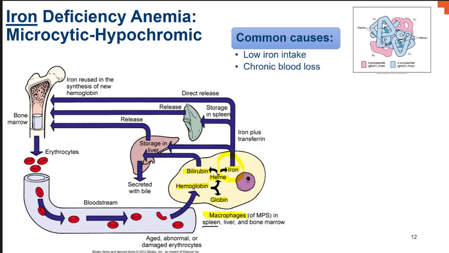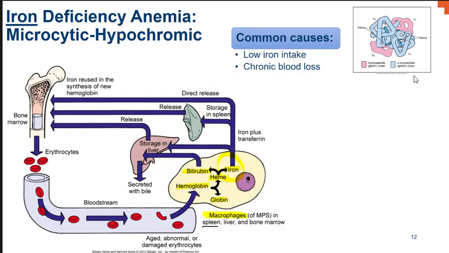Our body, if it has extra, will also store it. It will be stored in different places such as the spleen and the liver for further use. But if somebody is not taking in enough iron, then there's less iron available to make red blood cells with the normal amount of hemoglobin present, and therefore they are not able to properly carry oxygen through the body.